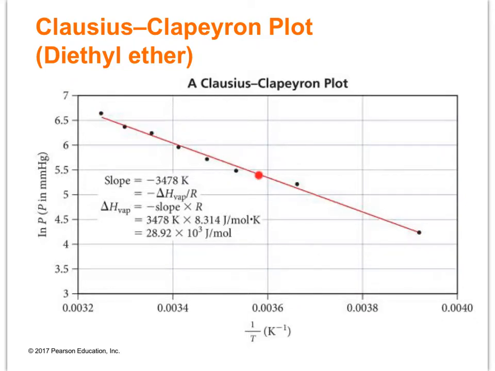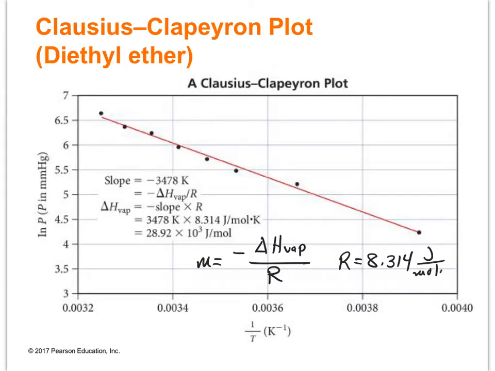And after studying this straight line, people found that the slope has a very specific relationship, right? That the slope of this line is equal to the negative, because it's a downward slope, of the heat of vaporization of the liquid divided by the gas constant R in energy terms, right? Where R is equal to 8.314 joules per mole Kelvin, right? That's a number that we will need. We'll come back to this plot in just a second.